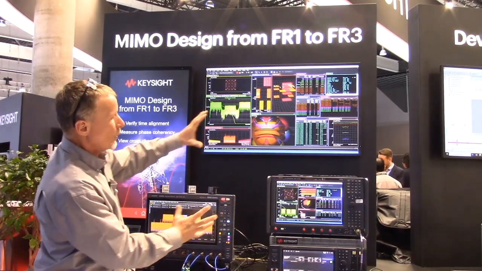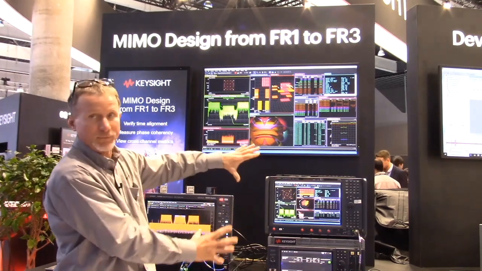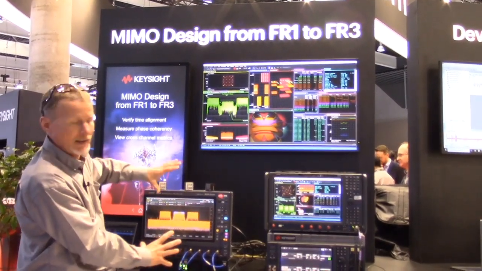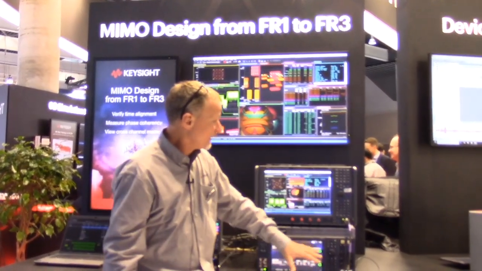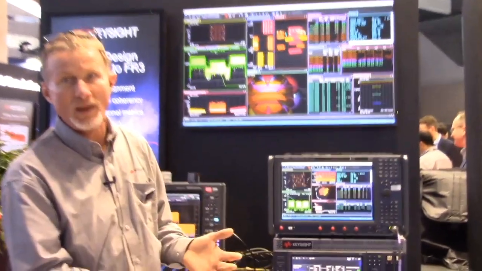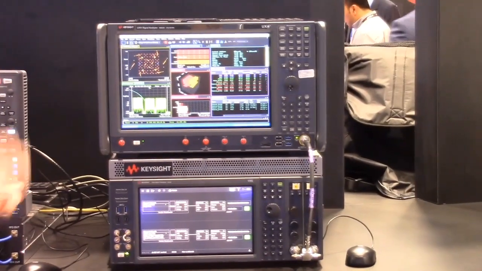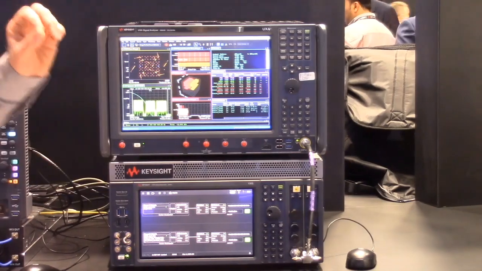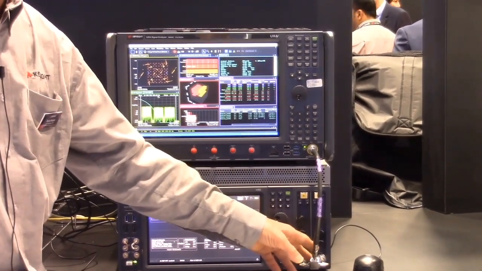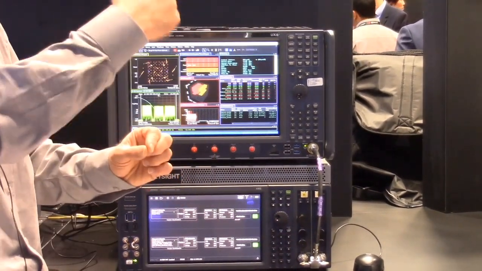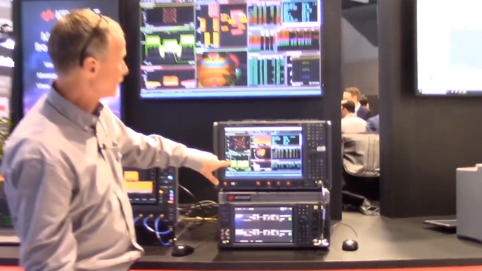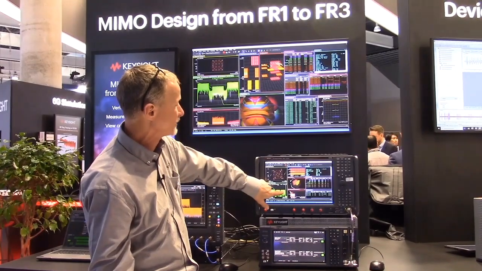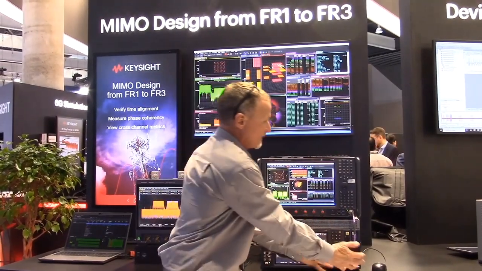Over here in this setup is our high-performance generator and analyzer. We'd say the previous is sort of a mid-range setup, and then we have high performance. This instrument covers FR1, FR2, FR3, and even all the way up to 110 gigahertz. This particular unit has 2 channels, so we're using that to generate a 2-layer spatially multiplexed signal along with 2 additional single-layer signals. We see that in the spectrum here. This is the 2-layer signal, we have a single-layer signal, and another single-layer signal. Each of those is coming out of a different antenna port.